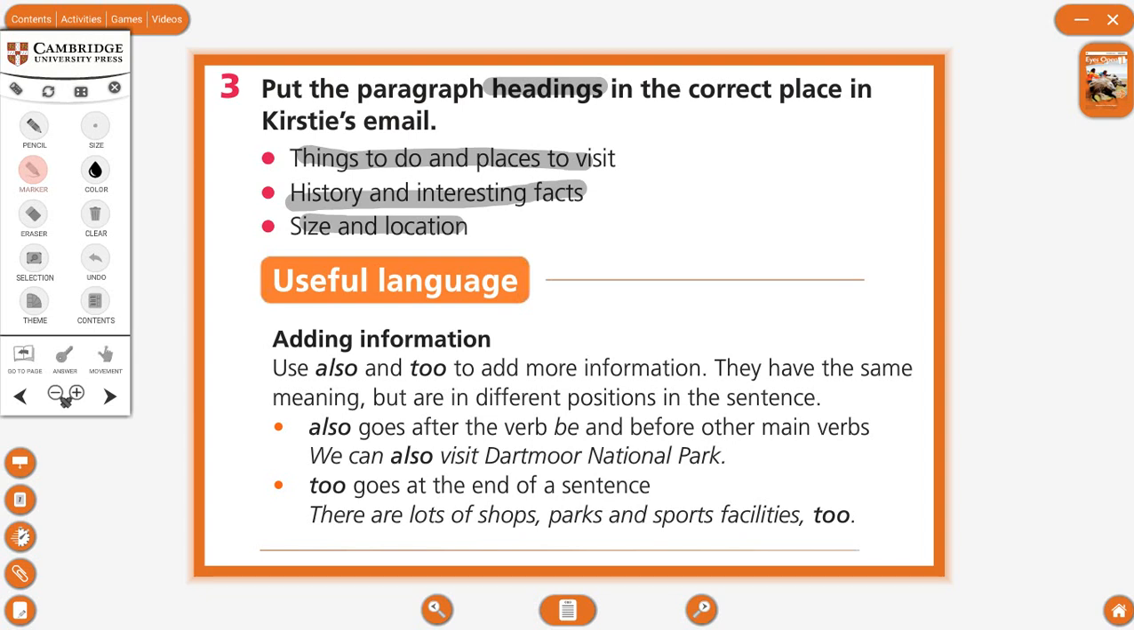Also goes after the verb be or before other main verbs. Don't forget that. Also goes after the verb be and before other main verbs. Zaten biz bunu daha önceden görmüştük sizinle. We have learned also before. We use frequency adverbs after the verb be and before the main verbs. That means we can also visit Dartmoor. Look at the example. We can also visit Dartmoor National Park. We use also before the main verb. Can you see that? Before the main verb.